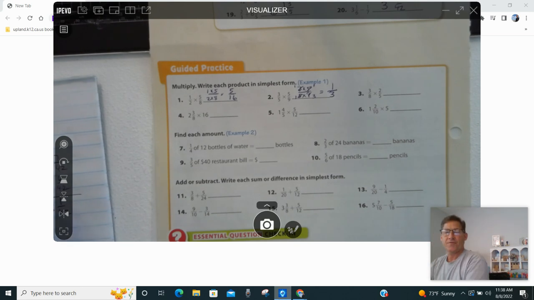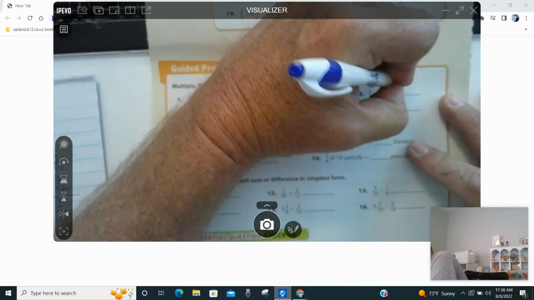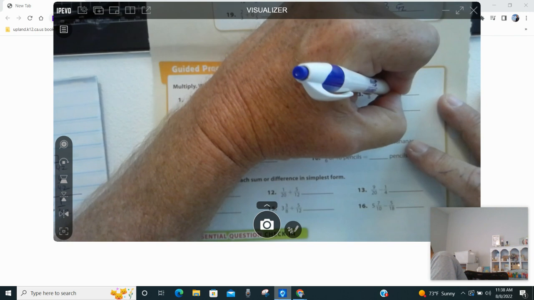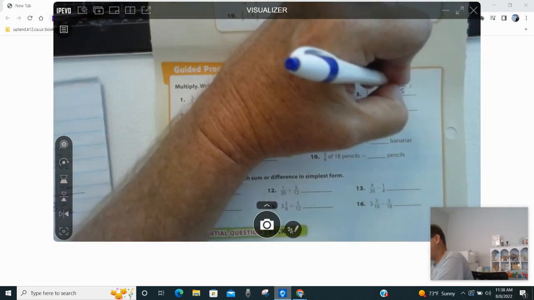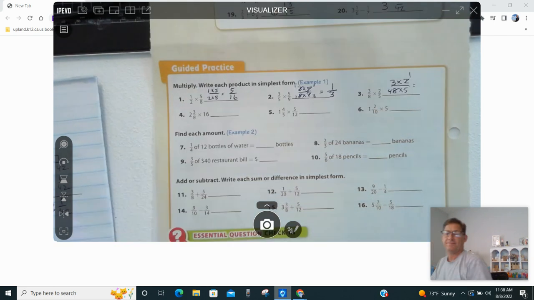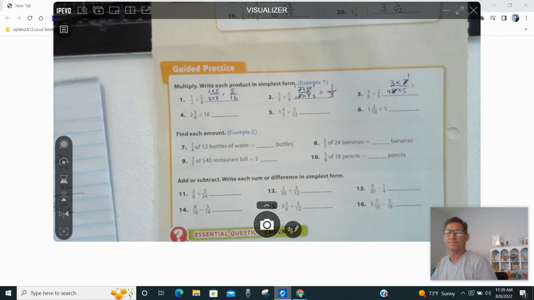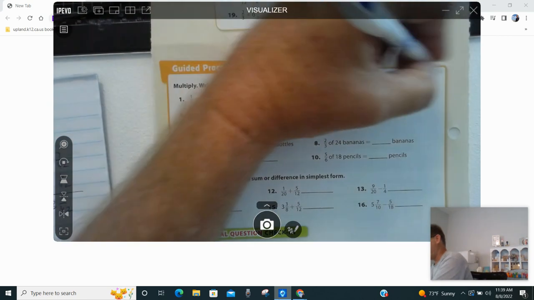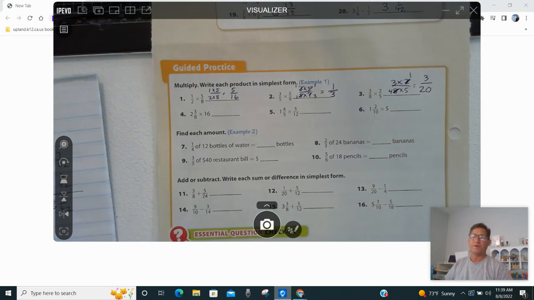Okay, number 3, 3/8 times 2/5. Okay, well, 2 is a factor of 8. So 8 divided by 2 is 4. All right, so now we're left with 3 times 1, 3, and 4 times 5, 20. 3/20.